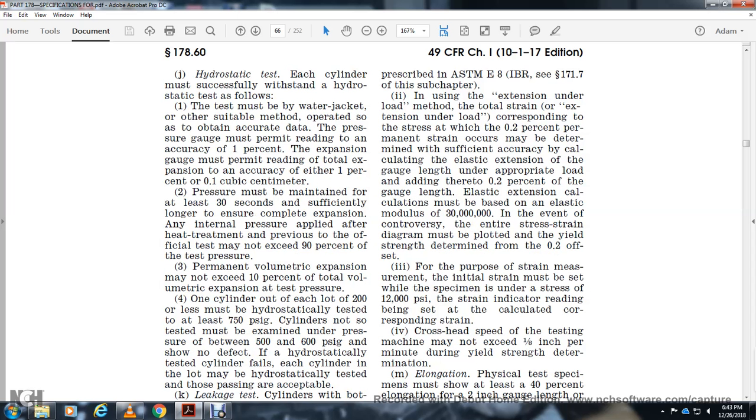One cylinder out of each lot of 200 or less must be hydrostatically tested at least 750 psi gauge. Cylinders not so tested must be examined under a pressure of 500 to 600 psi gauge with no defect. If the hydrostatic test cylinder fails, each cylinder in the lot must be hydrostatically tested, and those passing are acceptable.